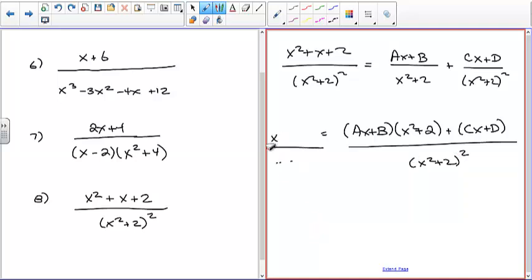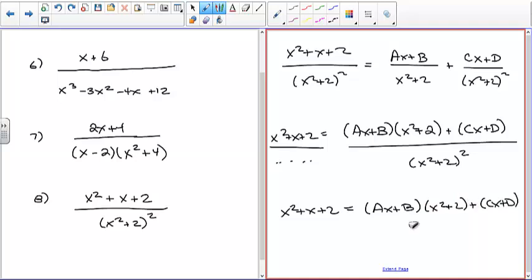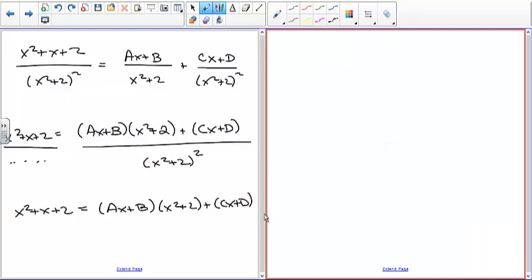And again, these denominators are now the same, so I can set the numerators equal to each other. So I'll have x squared plus x plus 2 is equal to (ax plus b) times (x squared plus 2) plus (cx plus d). Now again, you're like, oh, I got 4 constants I gotta solve for. And you know, if there was an x cubed term, then it probably would be a little more difficult. But because there's no x cubed term, it's not as daunting as it may seem.